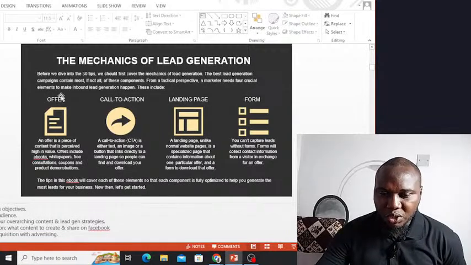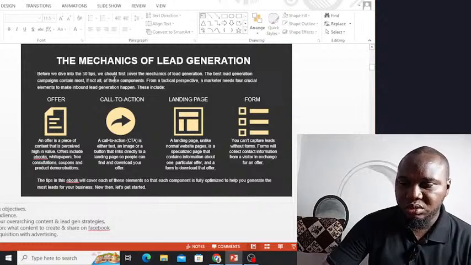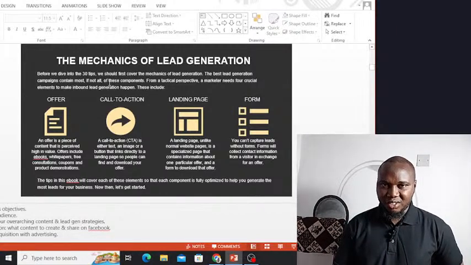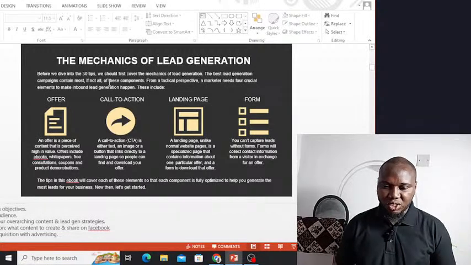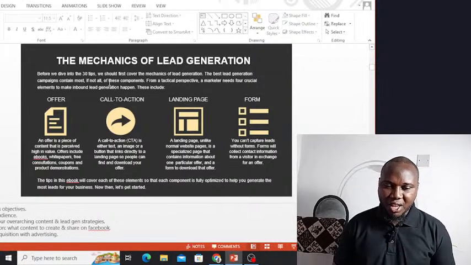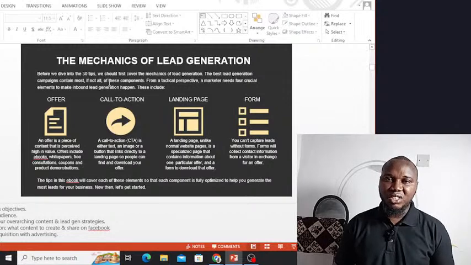So when we talk about leads and lead generation, we need to look at your offer. Offer in terms of a piece of content that is perceived as high in value. Offers include ebooks, white papers, free consultations, coupons, product demonstrations.